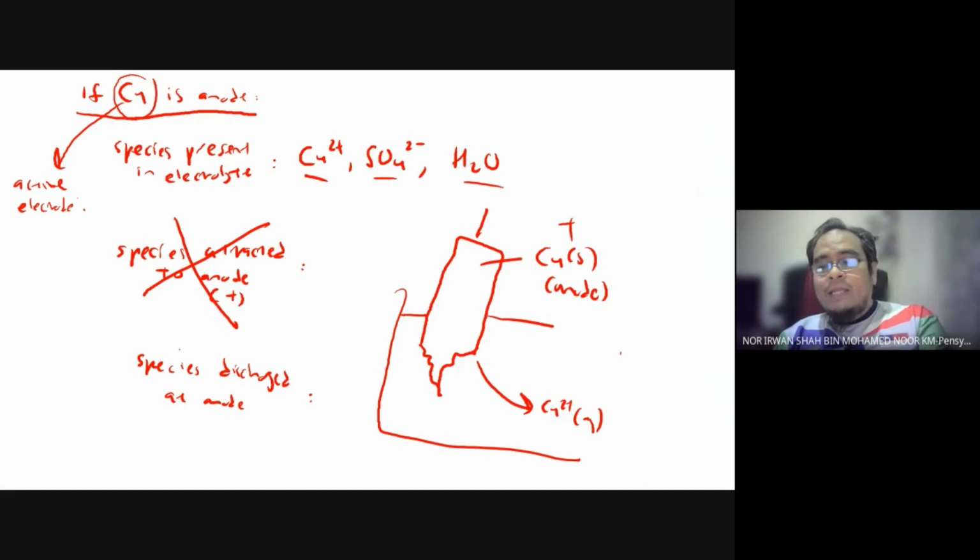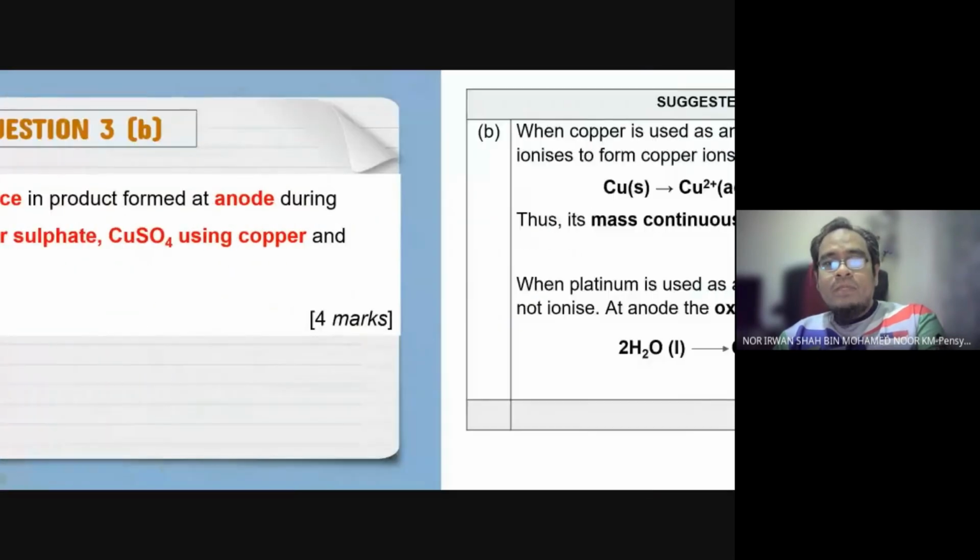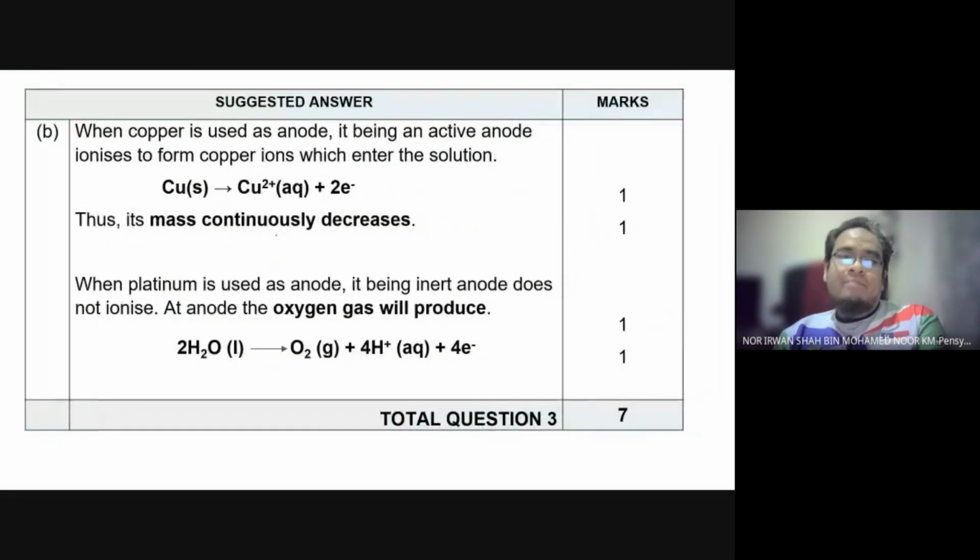Sebab itulah kalau kita tengok pada jawapan dia guys, so inilah dia jawapan dia. Nampak tak? Yang pertama, when copper is used as anode, so since dia adalah active electrode, so what happen? So this active anode ataupun active electrode akan ionizes to form copper 2+ ion. Okey, dan yang mana dia akan masuk dalam solution.